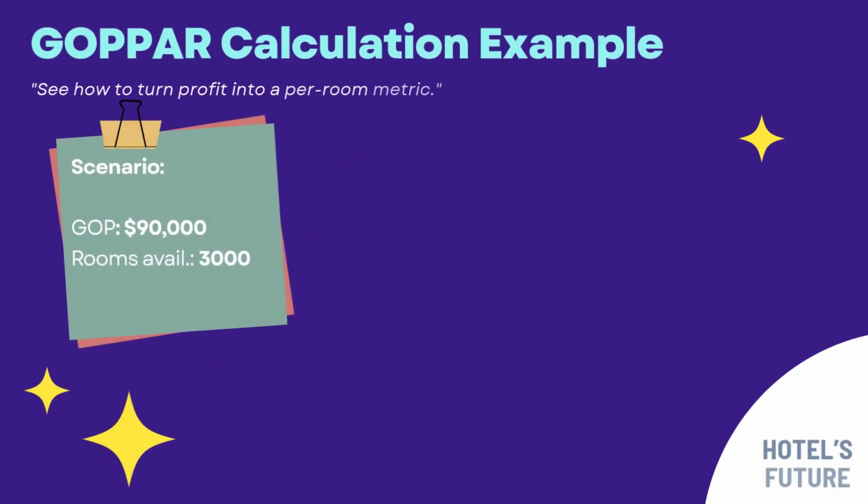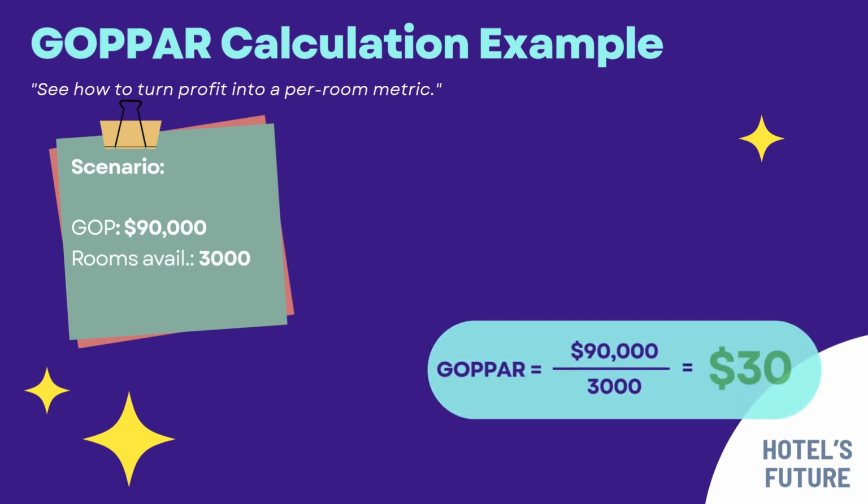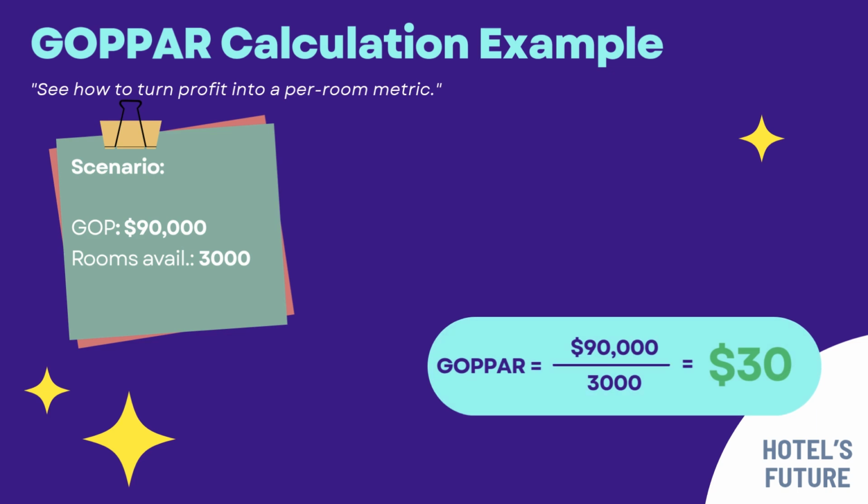Now it's time to calculate GOPPAR. Let's use the previous numbers: gross operating profit of $90,000 and total number of rooms available for the same period was 3,000. Take a moment to calculate on your own. Remember, you simply divide the gross operating profit by the total number of rooms available. Ready to check your answer? Here's the calculation. Your gross operating profit per available room is $30.